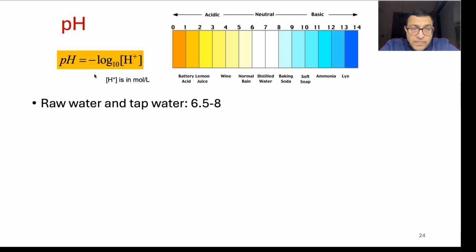Note how mathematically we calculate pH. It's a negative log to the base 10. Important that it's to the base 10, not to the base e, of the hydrogen ion concentration measured in moles per liter.